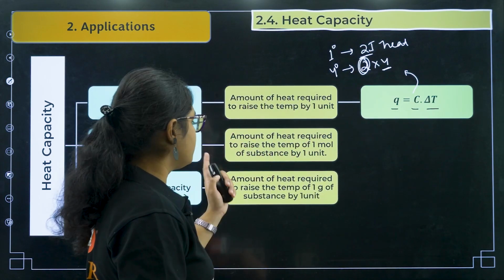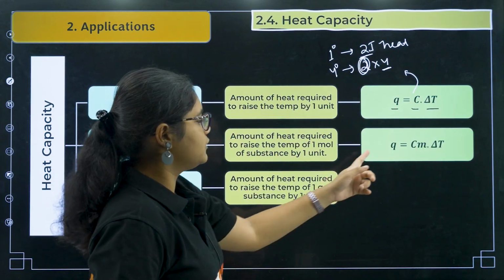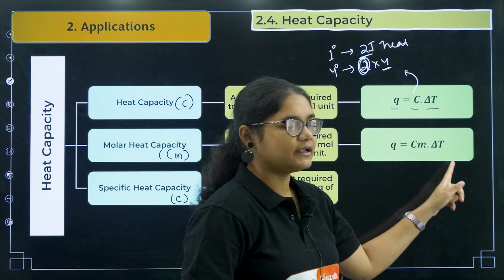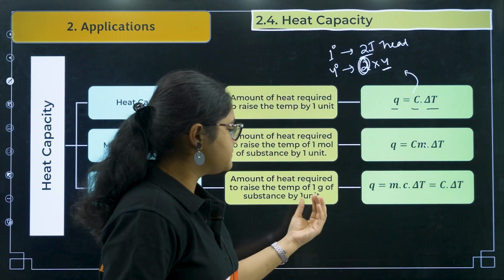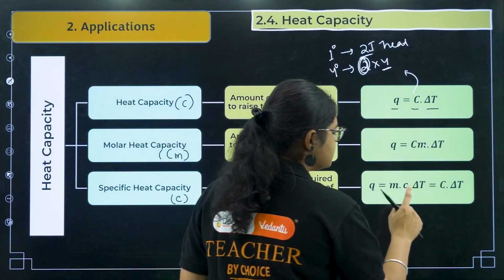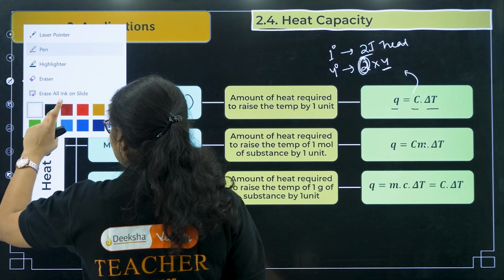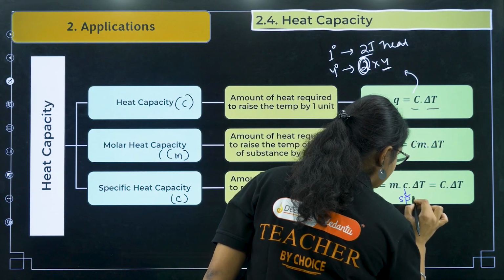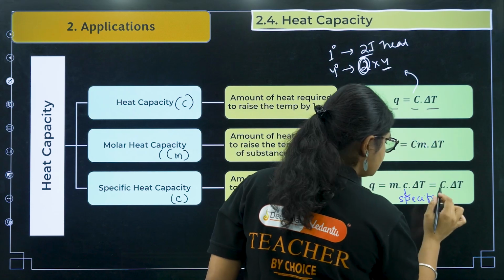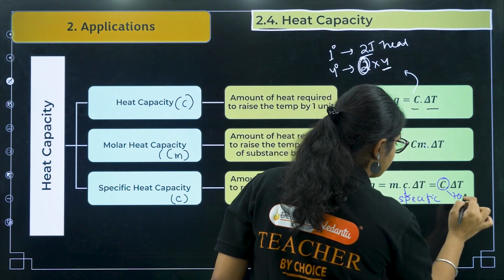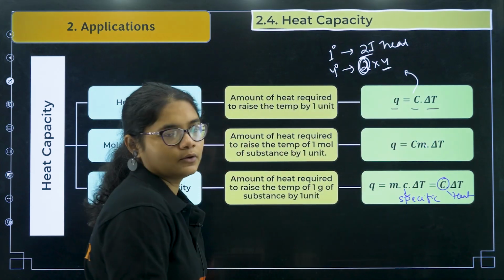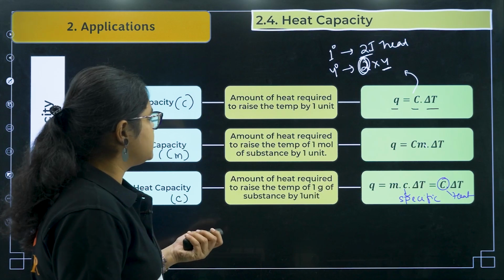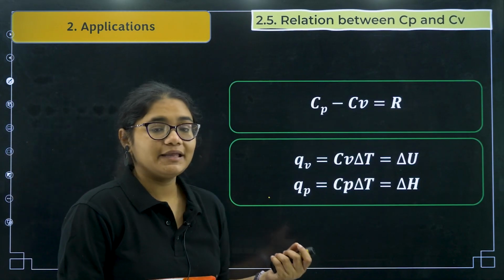Okay, now if you change for 1 mole, then here you use molar heat capacity into delta T, and if you use specific heat capacity, we call it mC delta T, where this c is your specific heat capacity. Capital C is your heat capacity.